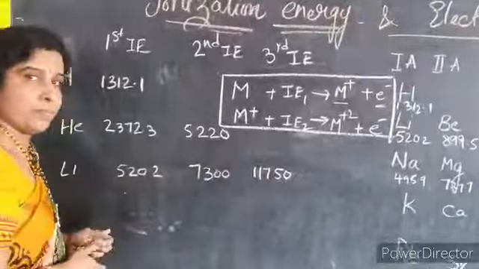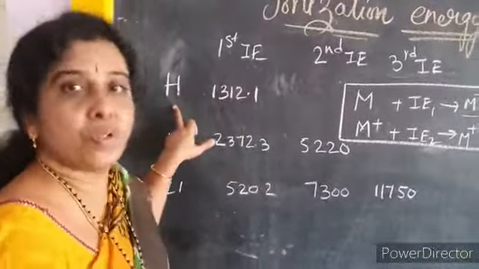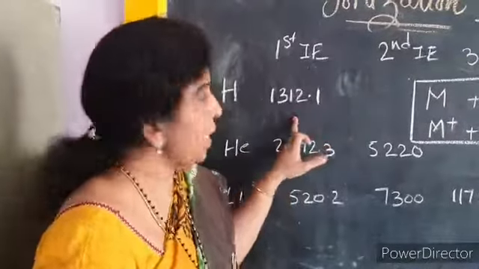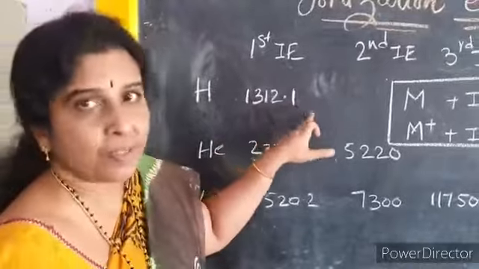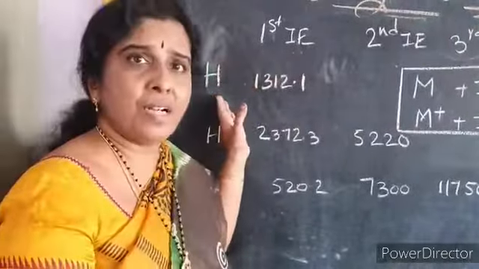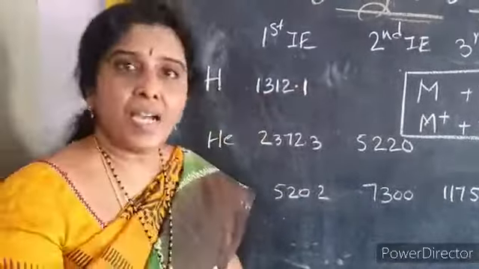I will give you some examples here. You can look at it. See, hydrogen has only one electron. Suppose we want to remove this electron from hydrogen, this is the ionization energy to be supplied to the atom, 1312.1. There are no second and third electrons because hydrogen has only one electron, so there is no question of second and third ionization energy in the case of hydrogen.